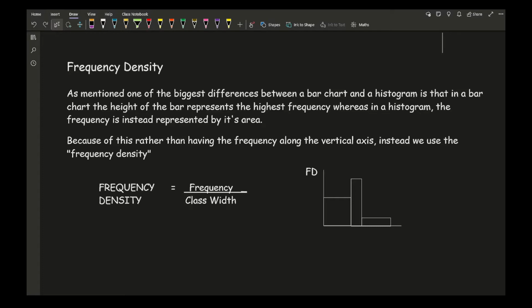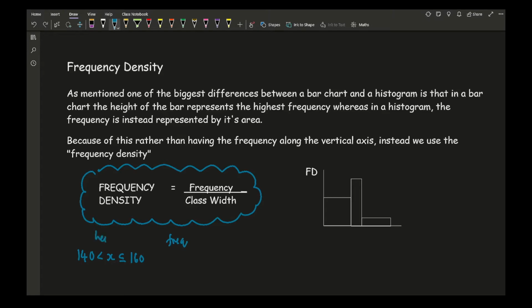Now, the formula to work out frequency density is this, and this is a formula that you are going to need to learn. It's the frequency, which is basically how many are in that group, divided by the size of that group. So for example, if I had, let's say, 140 to 160, again, I should really be using inequality notation, so let's promote good presentation. x doesn't really matter, don't worry too much about what x is. Let's go for height as an example. Frequency is 3.